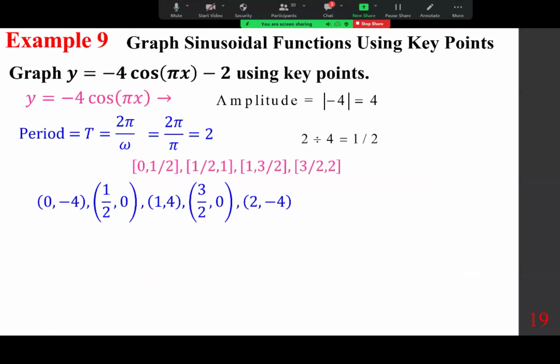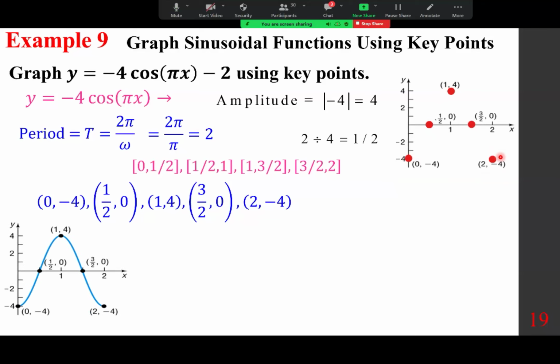So these are the pairs, and I showed the work for this one, and this one. If you put 3/2, please understand 3/2 means 3/2 pi, which cosine is 0. If you put 2 pi, the cosine is positive 1 times negative 4 makes it negative 4. So plot those pairs as (0, -4), (1/2, 0), (1, 4), (3/2, 0), (2, -4), and that's the graph.